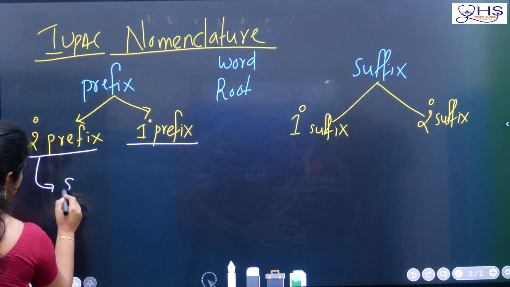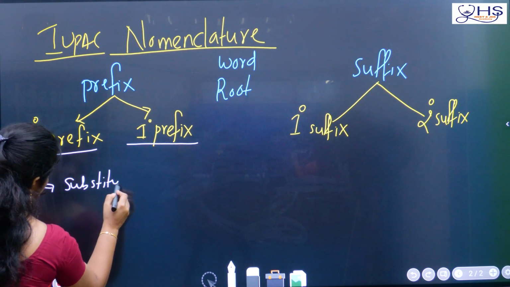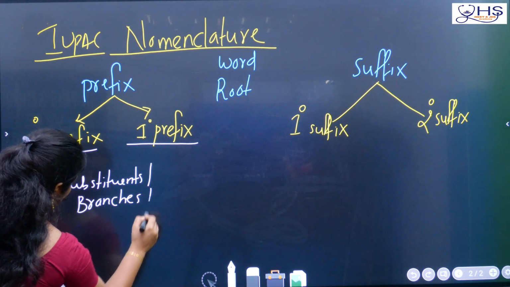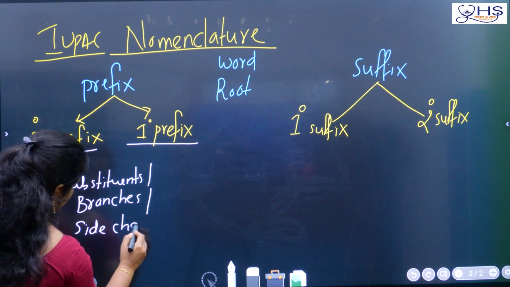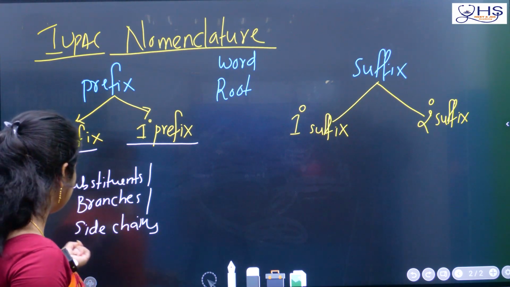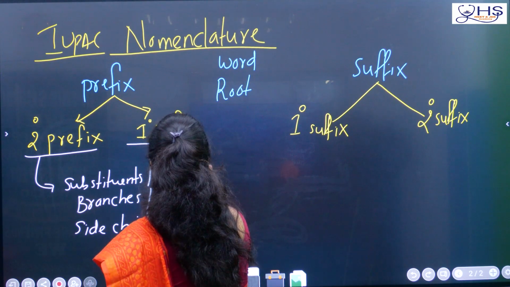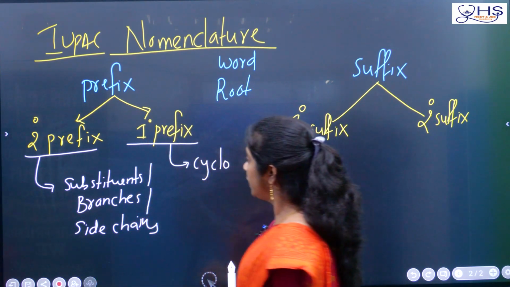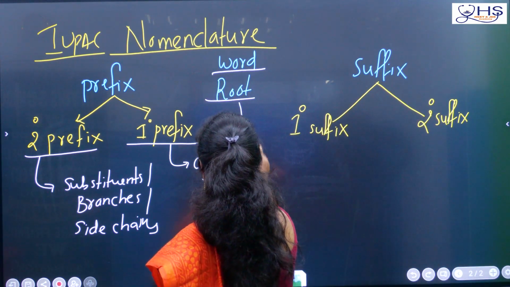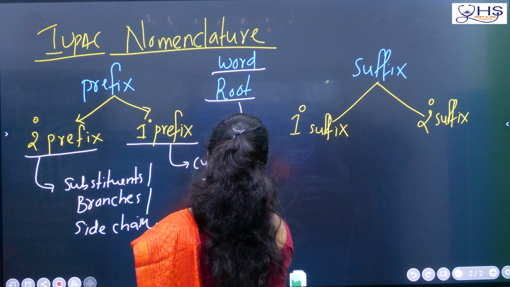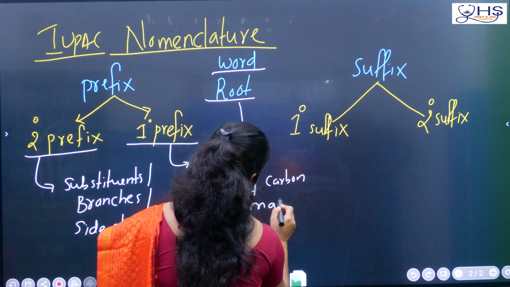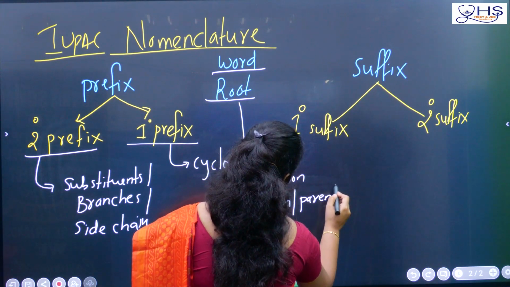The secondary prefix indicates substituents, or you can say branch or branches, or side chains. The primary prefix will be used only for cyclic compounds. For other compounds we will avoid the primary prefix. Then what does the word root indicate? The word root indicates the number of carbons in the main chain or parent chain.